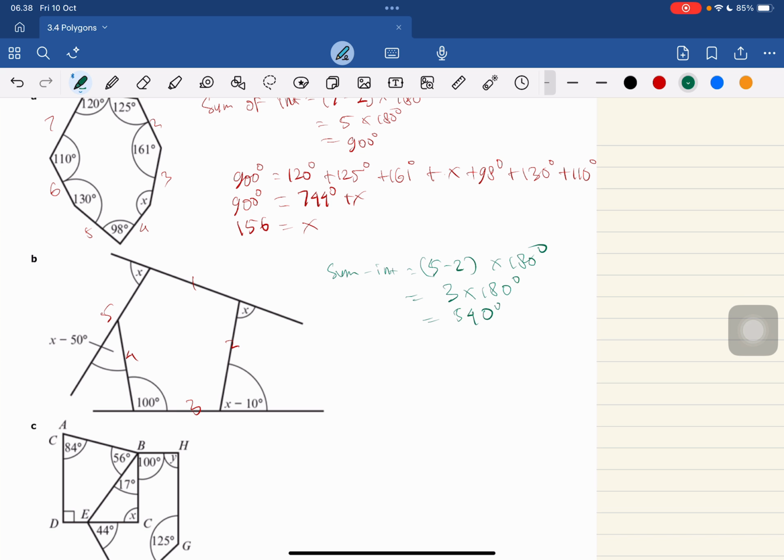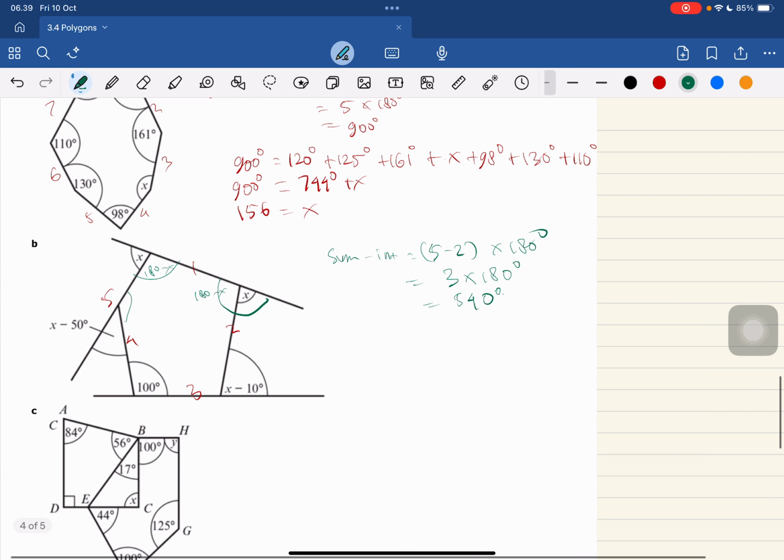Okay, 540 degrees. Remember, this is one line angle. So the interior is going to be 180 minus x. Here, 180 minus x. This angle is not 180 anymore. It's going to be 180 plus 50, which is 230 minus x. And for this angle, it's 180 minus x plus 10, which is 190 minus x.